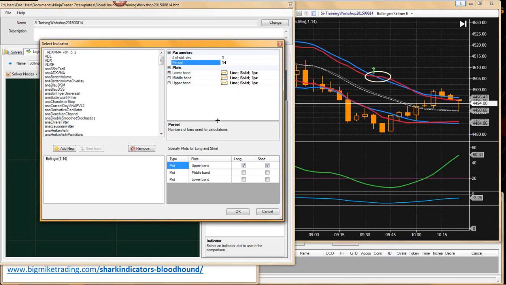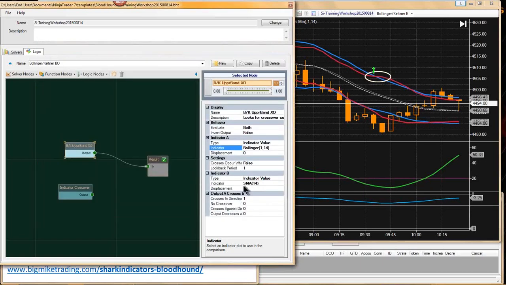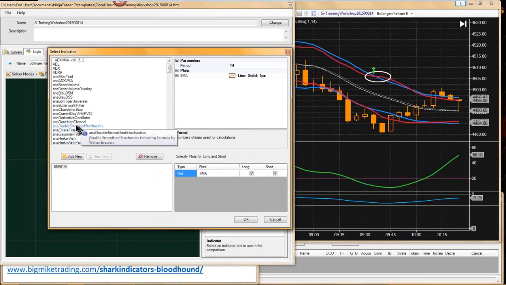Actually, you know what? I think I only need 1 crossover solver. Oh wait, no, actually I do need 2, because the trade direction is going to be with the stochastics. So we're checking the upper bands, so we'll just check long and short for the upper bands. And now down here, we'll put the Keltner indicator into B.